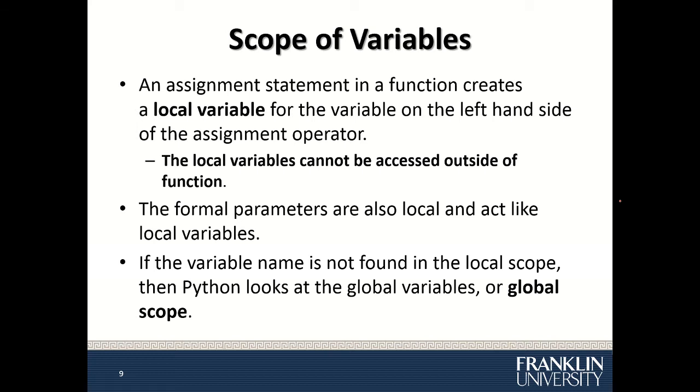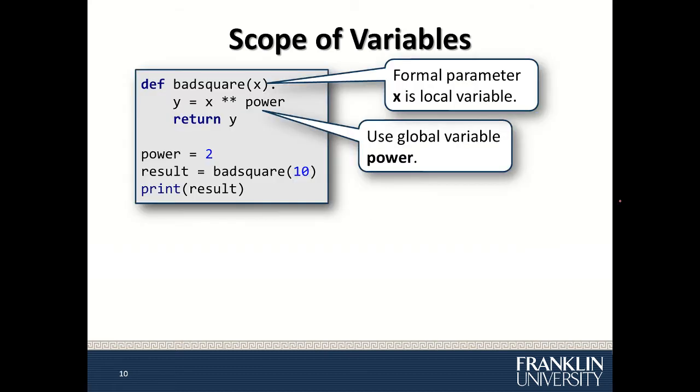Scope of variables. When you declare a variable inside a function, that variable is what we call a local variable. And local variables cannot be accessed outside the function. That means when the function finishes, all the local variables are wiped out from memory. The formal parameter also acts like a local variable. If a variable name is not found in the local scope, then Python will look at the global scope. Take a look at this program here.